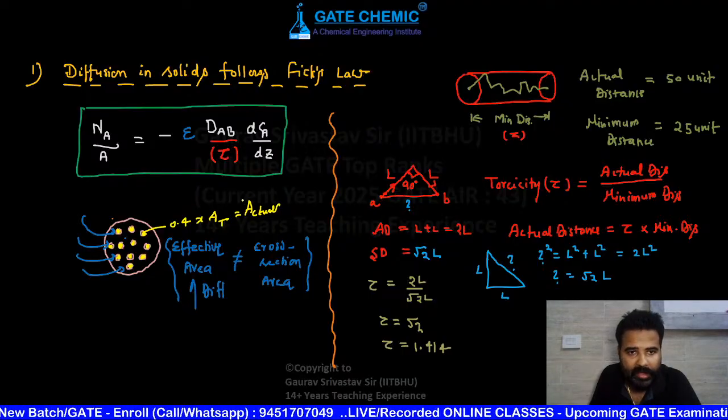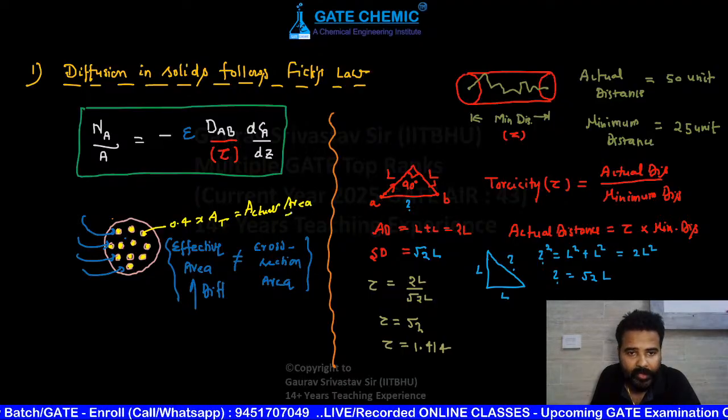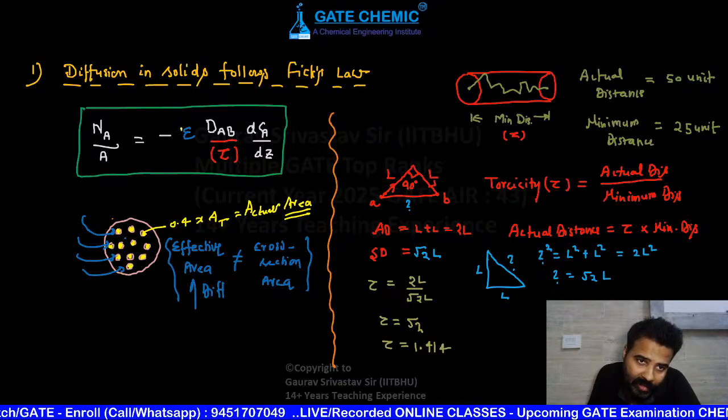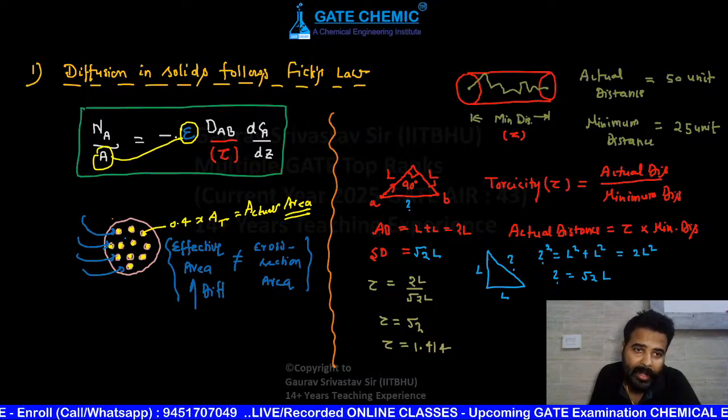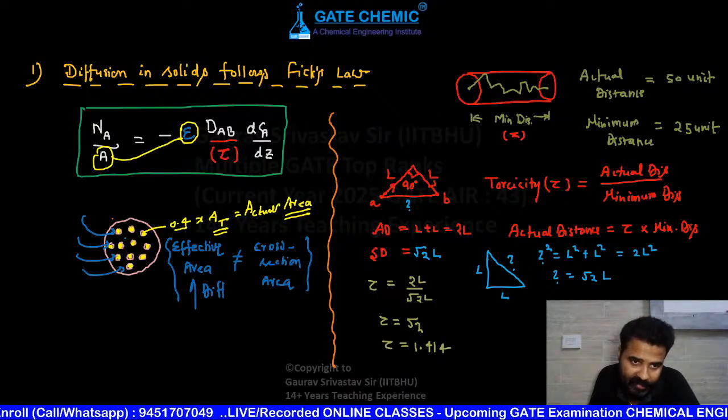This is giving you the actual area. So that's why this epsilon is present along with this. Now A epsilon, this is epsilon.